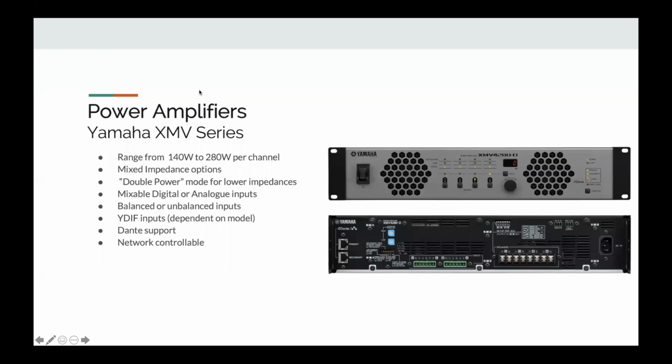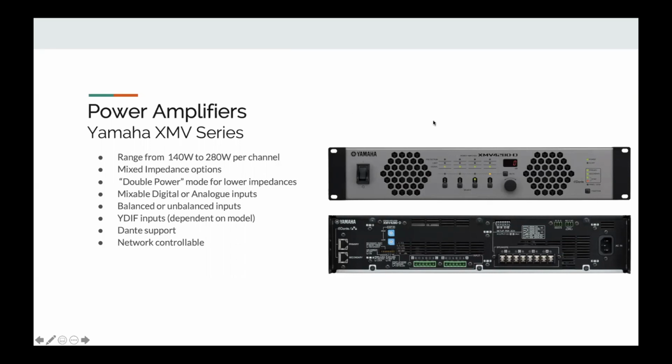So the XMV comes in a 4140, a 4280, an 8140 and an 8280 variant. The 4 or 8 represents the number of output channels that the amplifier has. And the 140 means 140 watts per channel, and 280 means 280 watts per channel. They also come in a D suffix model.